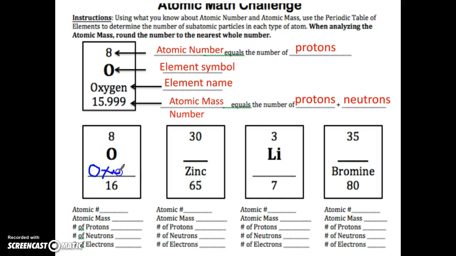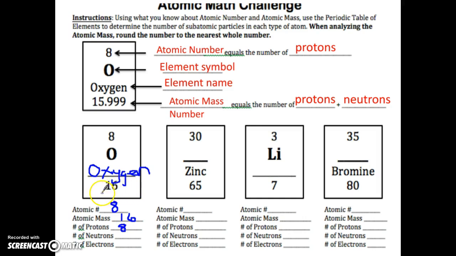My handwriting isn't going to be great because I'm doing this on my computer, but oxygen is spelled O-X-Y-G-E-N. It's actually easy to find oxygen on the periodic table because it is the only element that has an atomic number of 8, and all the elements are in order by their atomic number. So I know that the atomic number is 8, so I'm going to fill that in. And the atomic mass is 16. Because the atomic number is 8, that's the number of protons.